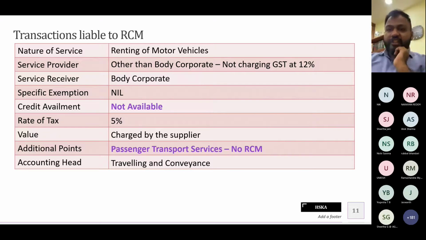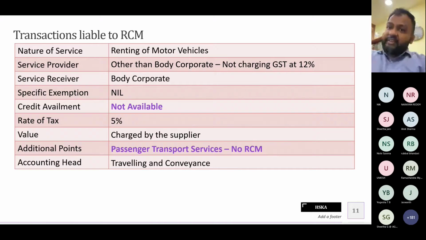But interestingly, unlike GTA, if you find a cab owner who wants to charge tax at the rate of 5%, then you have to tell him, boss, the rate of tax is not 12%, it is 5%. So that means I will have to pay tax under reverse charge mechanism. You don't pay the tax. In GTA, the GTA owner can decide whether he wants to pay tax at the rate of 12% in the forward charge or 5% in the forward charge. In renting of motor vehicles, if he charges tax at the rate of 12%, RCM is not applicable. If he does not charge the tax or wants to charge the tax at 5%, it will be liable to tax under reverse charge mechanism if the recipient is a body corporate.